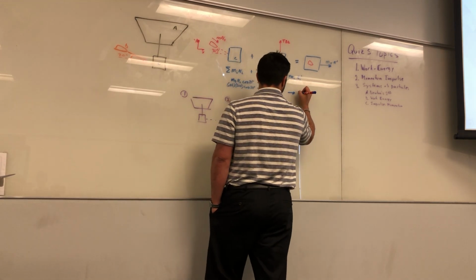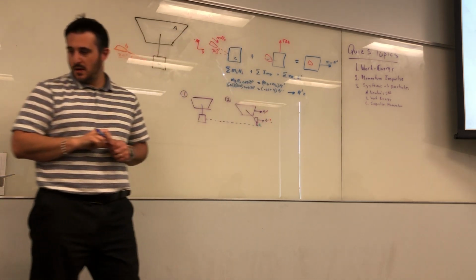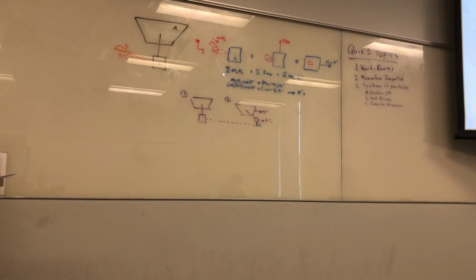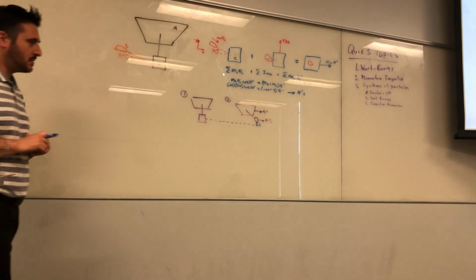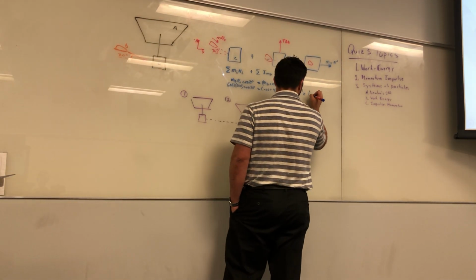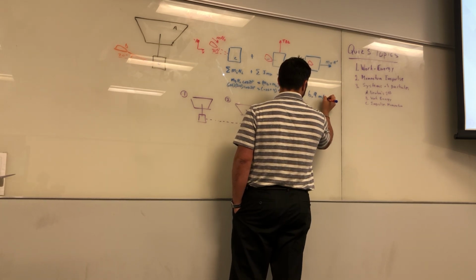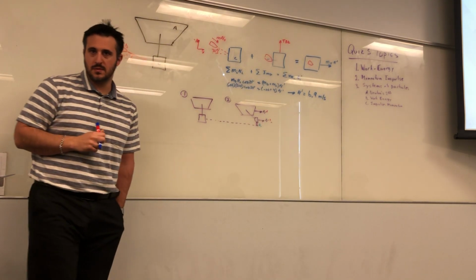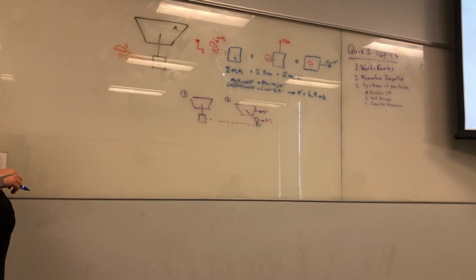So we can solve this for V prime, right? And we should get 6.9-ish meters per second. That's what it should come out to. 6.943. 6.9435 meters per second. Because we can obviously measure it with that much precision very easily just by eyeballing it. Okay, so that's what V prime is, right? So that's the first part, right?